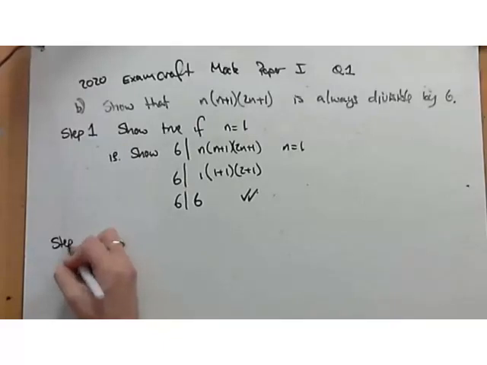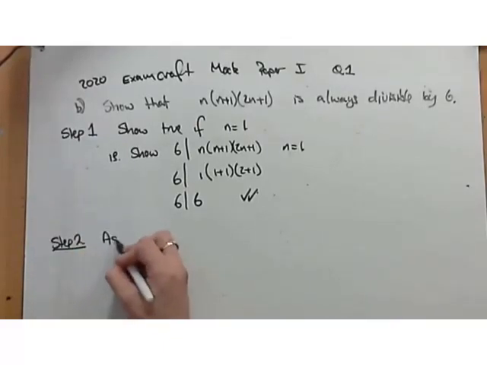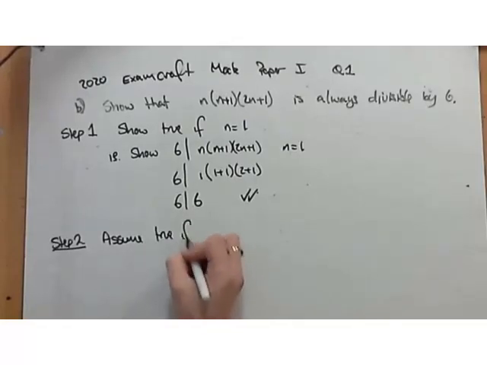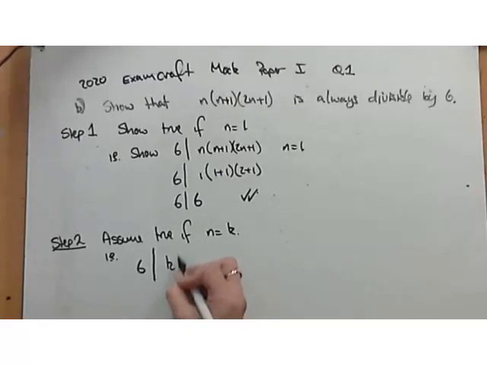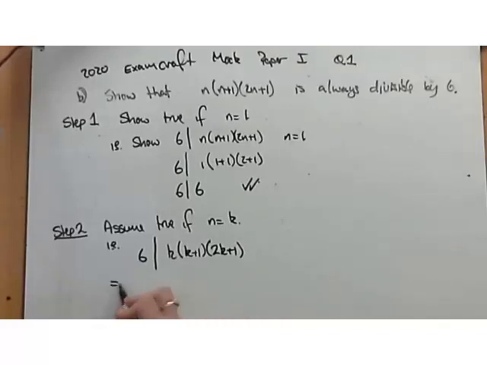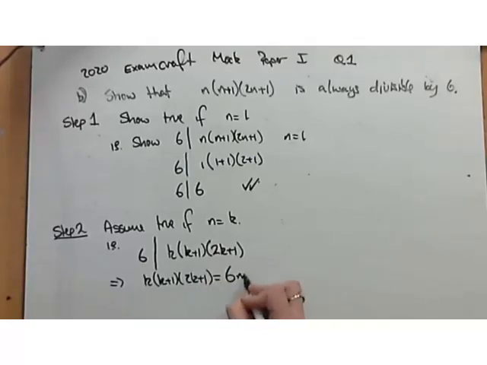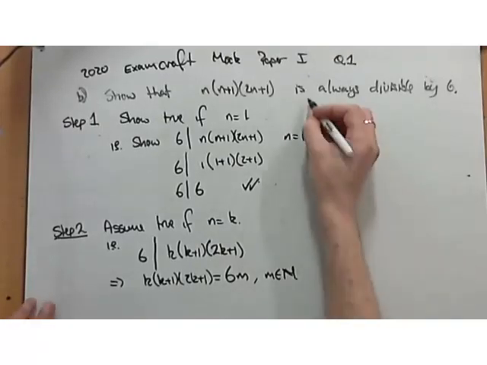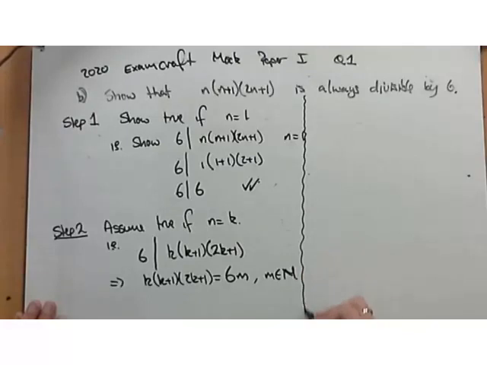Step 2. We then assume it's true if n is equal to some number k. I.e. we're going to say 6 divides into k times k plus 1 times 2k plus 1, and we're just going to assume that that's true. This means that k times k plus 1 times 2k plus 1 is equal to 6m for some m, an element of n. So if we're saying that 6 divides into it, then it is 6 times something.